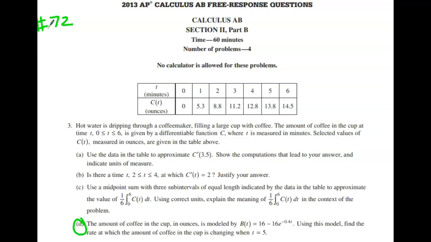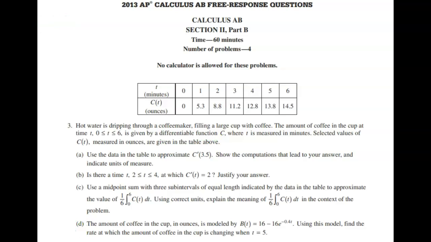So basically we have water dripping into a coffee pot over a 6-minute period, and this is how much coffee would be in the pot, I guess. Now they tell you that it's differentiable, which means there's a derivative of it, which means it's also continuous. But actually all of that's unnecessary for the problem that we're looking at.